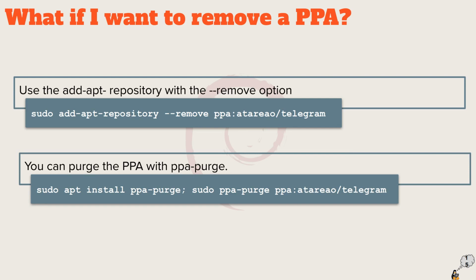Then how do you remove it? Let's say, okay, I got it. I installed the software, but I no longer want it because I got rid of the software. I no longer need it. How do I delete it? Simple: sudo add-apt-repository, and then you provide the option --remove, and then the PPA, and that's it. You can also purge it: sudo apt install ppa-purge, and then ppa-purge followed by the particular repository that you want to purge. As simple as that.